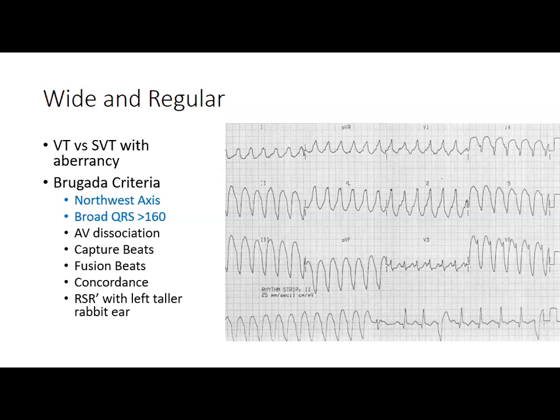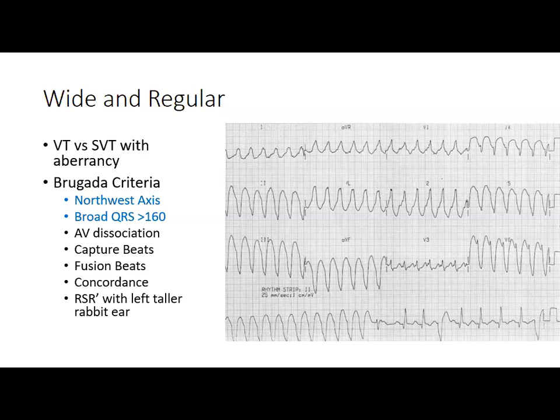On the other hand, if it was SVT with aberrancy, you're still having atrial activity that's sending things down towards the apex of your heart. You're really not going to get a northwest axis. The broader the QRS, the more likely it is to be VT. That's really just observed.